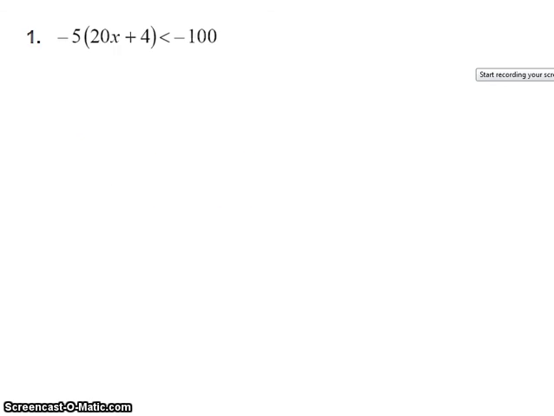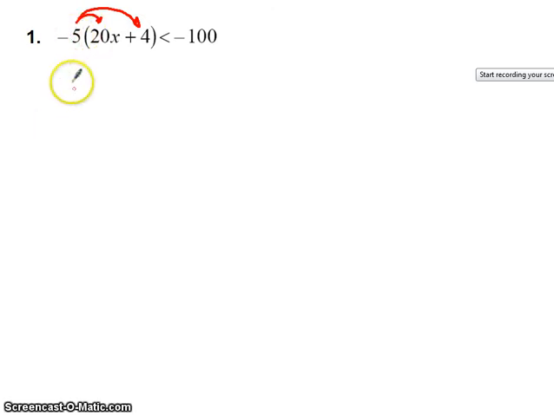So let's just jump into it. Let's get into the very first problem. We're looking to figure out what x is equal to, and so basically we want to solve for x. And the first thing we're going to do here is get rid of the parentheses by multiplying that negative 5.